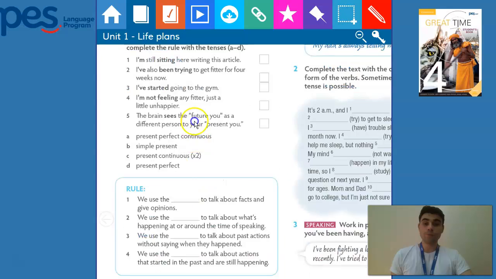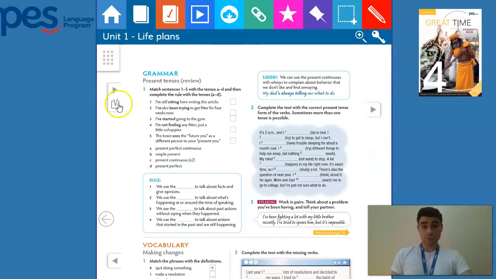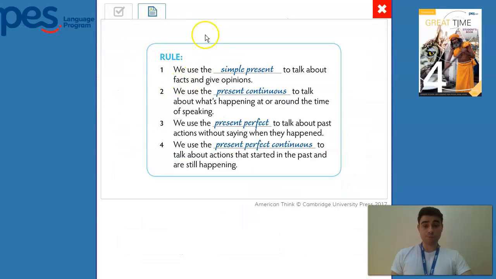complete the rule. And here we have the rule. So we need to say that we use the blank to talk about facts and give opinions. 2, we use the blank to talk about what's happening at or around the time of speaking. 3, we used the blank to talk about past actions without saying when they happened. And 4, we use the blank to talk about actions that started in the past and they are still happening. So let's see how to complete this rule.